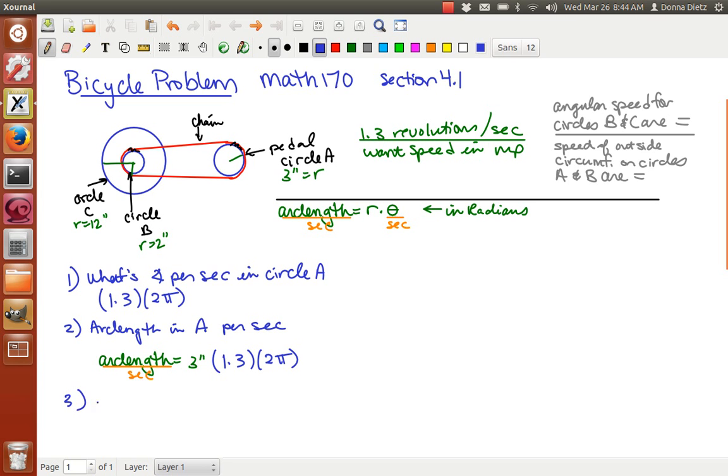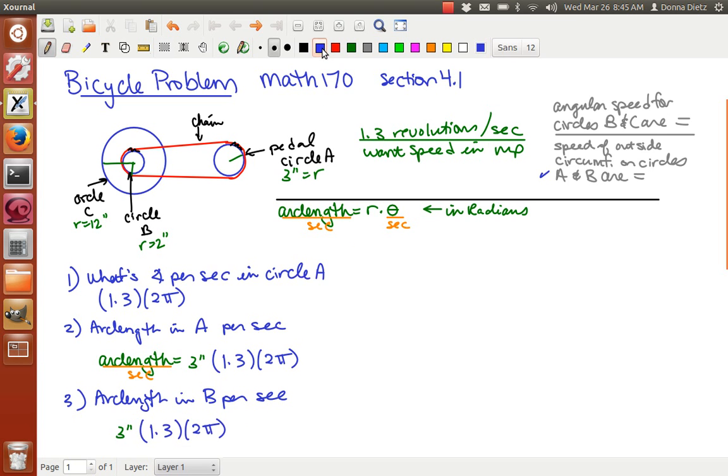Then I want to know arc length in B per second. But we said the arc lengths are matched. I'm sorry, the arc lengths are matched in A and B. So we just go ahead and grab this answer right up above. There we go.